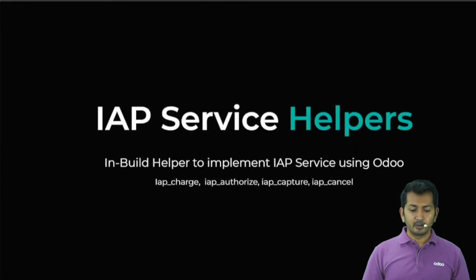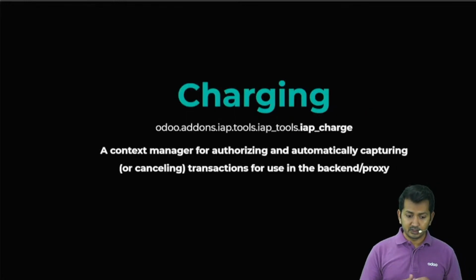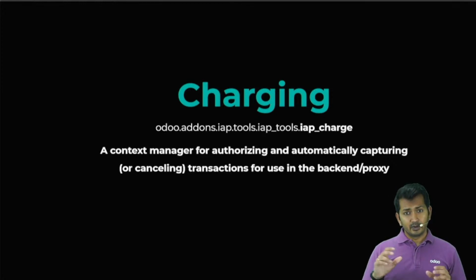Now let's look at some of the IAP service provider helpers. First, charging. Charge basically authorizes the transaction with a specified number of credits. If the account does not have the credit, then it will raise the relevant error. And of course, if you have a specific template specified, then it will return the specific template.